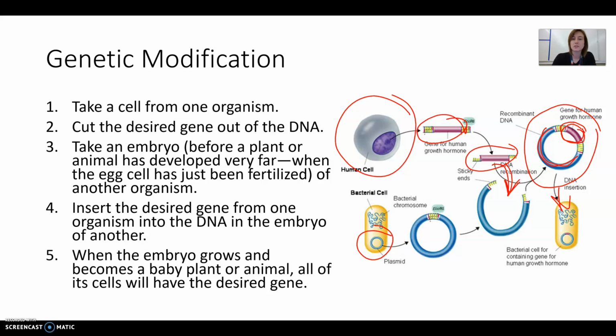They actually do this with insulin as well. For people with diabetes who can't produce insulin, they will take the gene for insulin from a human cell, put it into bacterial DNA, and then the bacteria will produce insulin so that we have more human insulin for people who need it. So that is genetic modification. You cut the gene out of one thing and put it into the DNA of another thing that you want to have that trait. So let's look at another example of that.